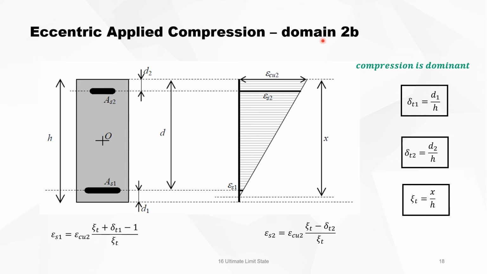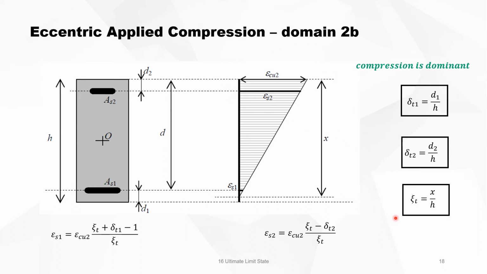Once we are in domain 2B, the depth of the neutral axis is always larger than the effective depth of the section. So we are not working anymore with the effective depth, but with the total depth of the beam. So delta T1 is then equal to D1, the location of the least compressed reinforcement, divided by the total depth of the beam. The same happens with delta T2. This is for the compression side.